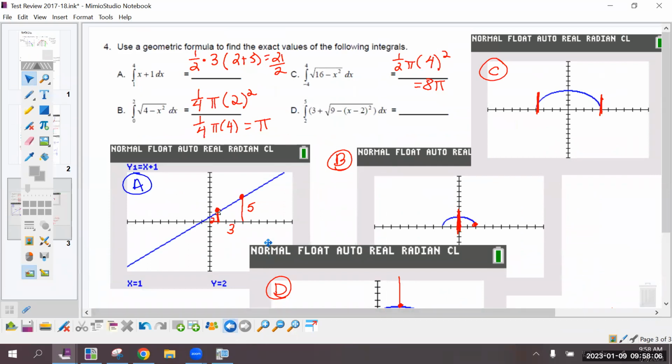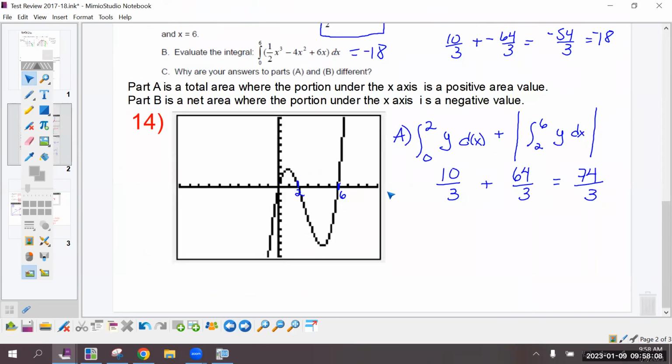Oh, and okay, so that's it. That's the end of the test review. Make sure you can do all of that independently and confidently before the test.